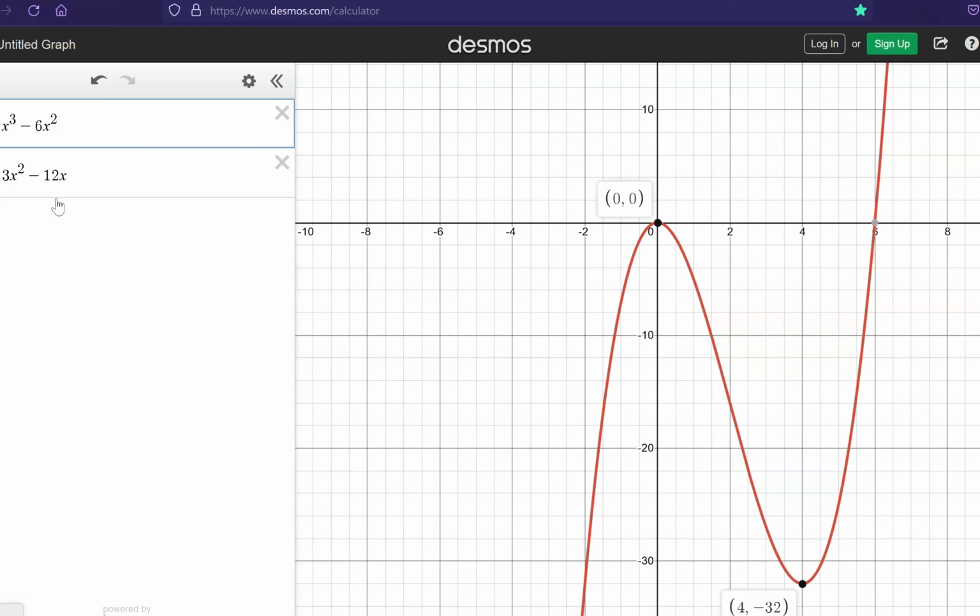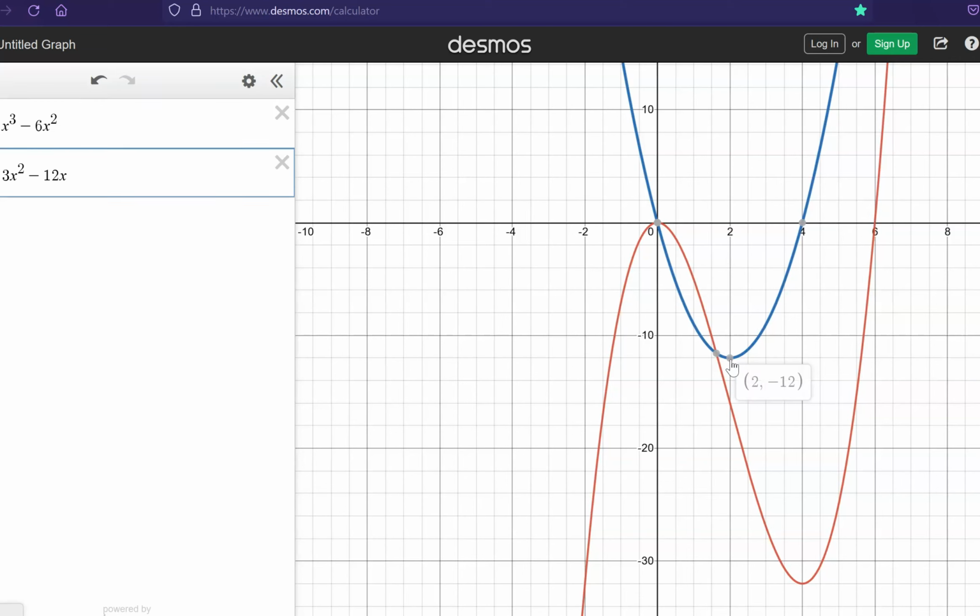Let's take a look at the graph of the derivative of this. So if our original function is x cubed minus 6x squared, if we apply our power rule, we'll have 3x squared minus 12x for the derivative. So when I graph this, what you notice is it's a parabola. It's a parabola that's decreasing. It hits a minimum at (2, -12), and then increases up.